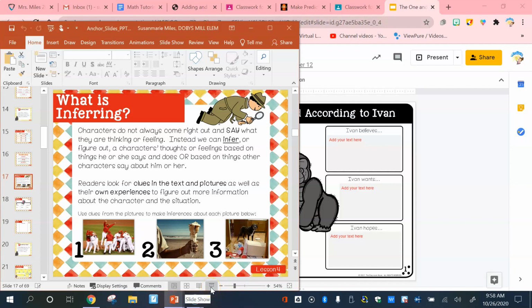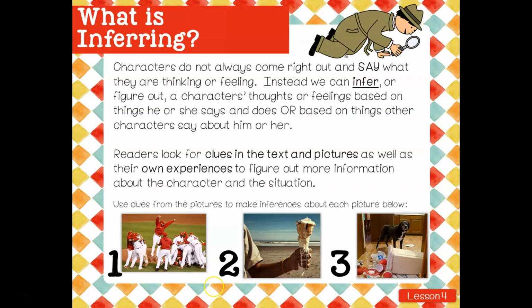All right, friends, let's continue with lesson 4 on predicting and inferring. So what is inferring? Characters do not always come right out and say what they are thinking or feeling.